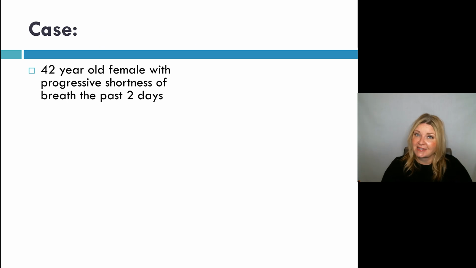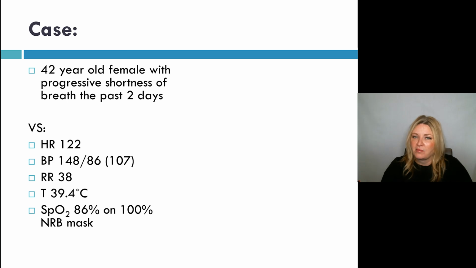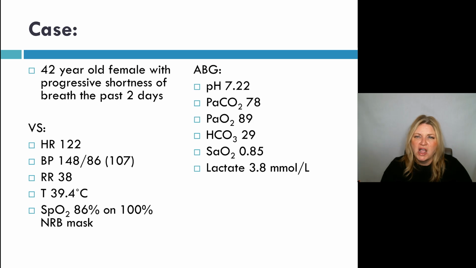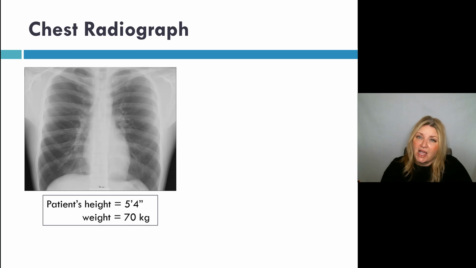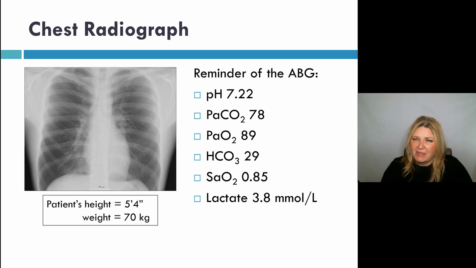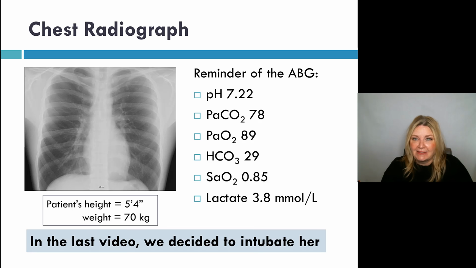So from our last video, this is a continuation of our 42-year-old who had progressive shortness of breath for the past 2 days. Just a reminder from the last video, her gas shows a primary respiratory acidosis that's partially compensated, as evidenced by her bicarb that's a bit elevated, and her lactate levels are a bit elevated. From a vital sign standpoint, you can see she's pretty tachypneic and dyspneic, breathing 38 a minute, temp is 39.4, her heart rate's fast, she's hypertensive, and SATs are not so great on a 100% non-rebreather mask. So we got an x-ray and then quickly made a decision to intubate her based on these blood gases.